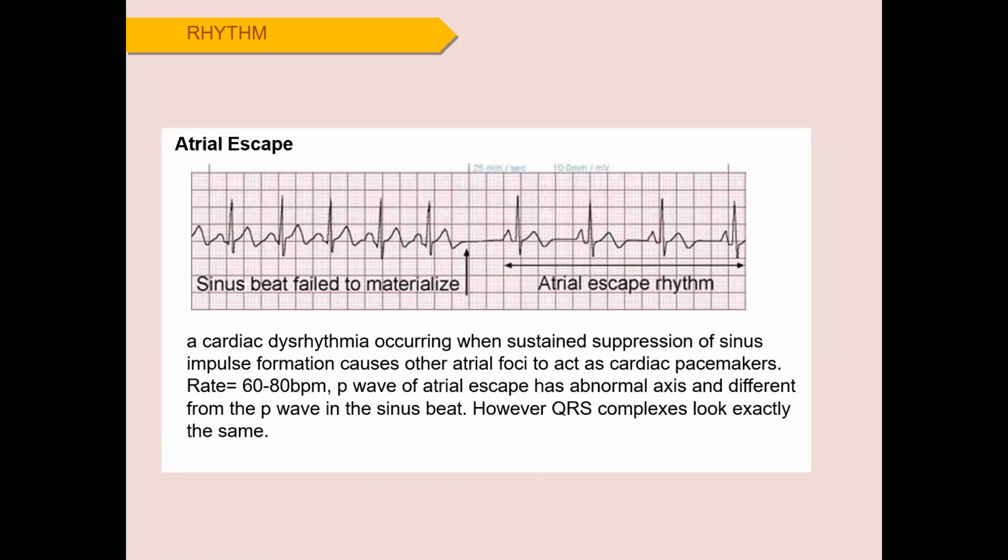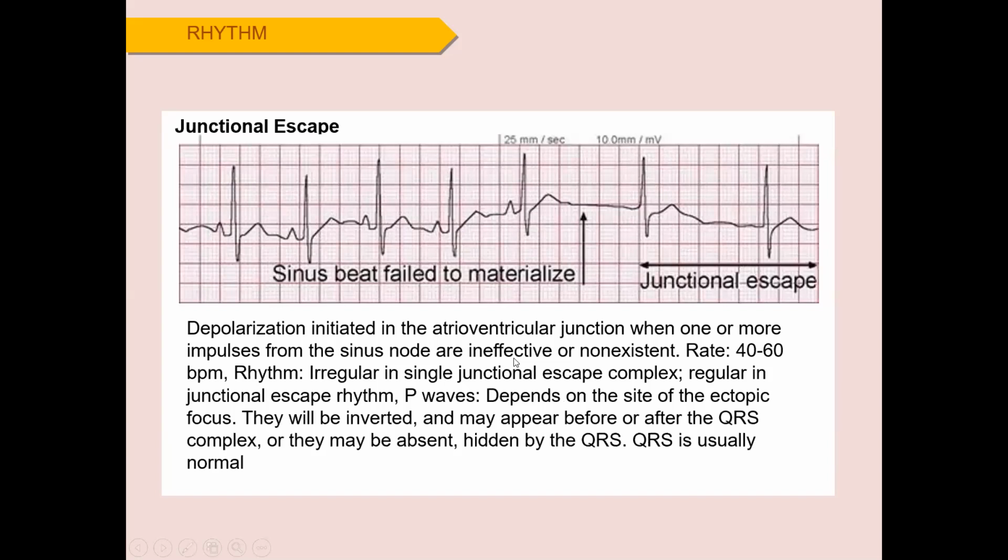Atrial escape occurs when there is a suppression of sinus impulse formation. So the sinus beats fail to materialize, and then another atrial focus takes over. Look at the P wave morphology. Up to here it is normal sinus, but from here onward you can see that the P wave morphology has changed. So the other foci act as a cardiac pacemaker. This is called atrial escape rhythm.